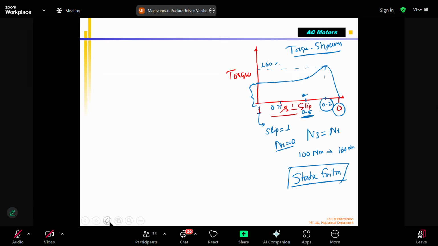Sir, one more doubt. Is the x-axis of the torque curve speed or slip, sir? Slip. See, that's what I said. When slip equals 1, you have the maximum torque, it produces almost close to maximum torque. The x-axis is slip, not speed. What about the speed, sir? The speed curve I will draw later.